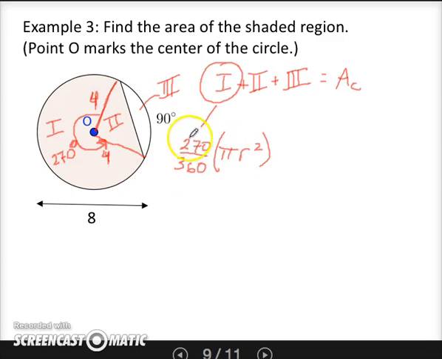Okay, let's reduce this right now. Let's cross off these zeros. 9 goes into 27 3 times. 9 goes into 36 4 times. So I have 3/4 times pi times the radius squared. 4 squared is 16. And this simplifies nicely down to 4 goes into 16 4 times, so I have 12 pi for this large sector here.